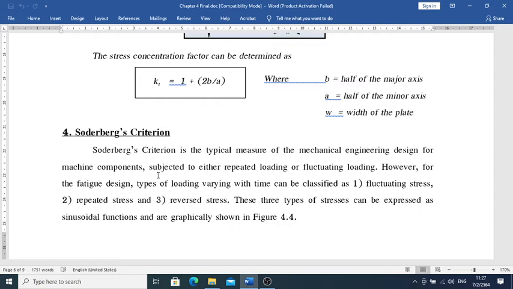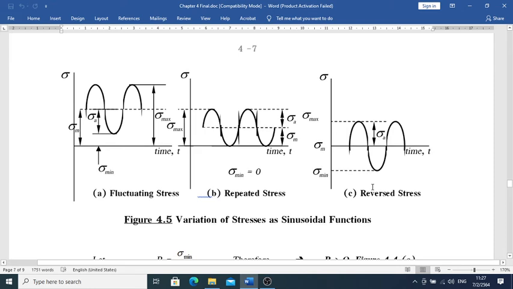In order to do this, we're going to use the Soderberg criterion. The Soderberg is going to look like that. It can classify the stress changing with time as fluctuating stress, repeated stress, and reversible stress, respectively. In figure A, you may figure out that everything can be positive all the way. We have four sigmas: sigma max, sigma min, sigma amplitude, and sigma mean, all positive.